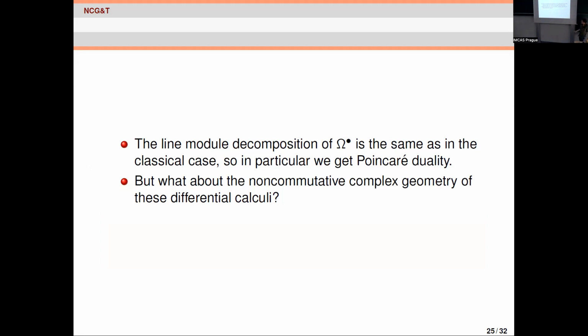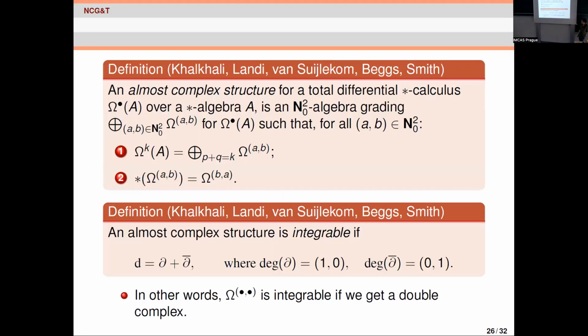And what about the non-commutative complex geometry of these calculi? To do that, let's introduce a definition that formalizes the properties that we have seen for Podleś and for CP2, and more generally, we hinted at for the irreducible flags. This is something introduced by Edwin, who's with us, and Paul Smith, but also at the same time by Khalkhali, Landi, and van Suijlekom: an almost complex structure for a differential star calculus. You could just take this as a non-commutative de Rham complex, a refinement of the usual N grading of this differential graded algebra into an N2 grading.